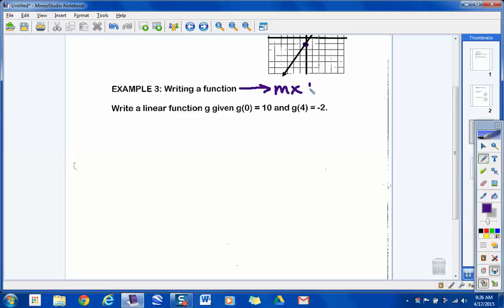mx plus b form. We need to find a slope. We need to find an intercept. Now yesterday when we left off here, we said, hey, don't forget this. If you ever see a g of x, we always said g of x is equal to y, right? So we have this point, g of 0 equals 10.